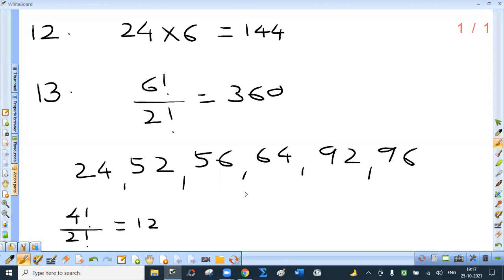Next line. Therefore, 4 into 12 equal to 48 such numbers can be formed.